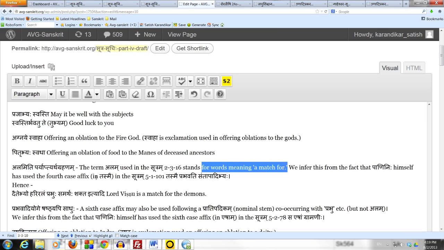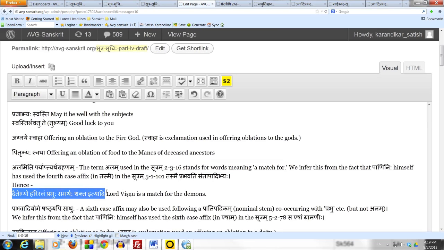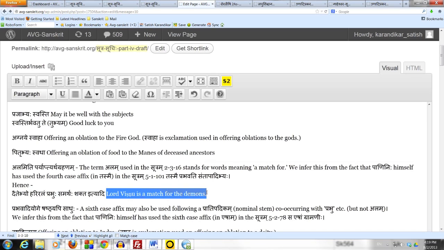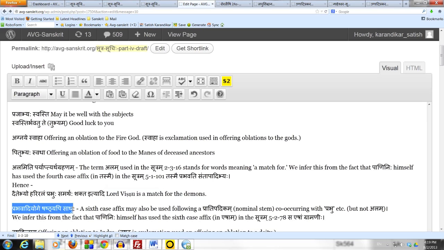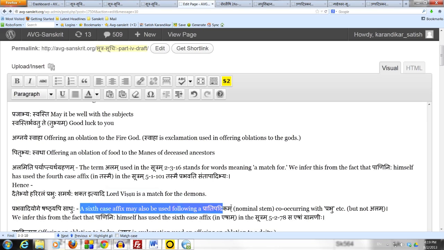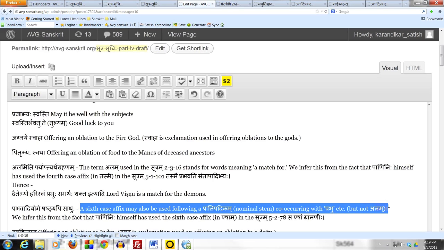Example here is Daitebhyo harir alam prabhuhu samarthaha shakta ityadi. The meaning is that Lord Viṣṇu is a match for the demons. A comment here says that Prabhavadi yoge shashtyapi sadhu. A sixth case affix may also be used following a pradipadikam, co-occurring with Prabhu, etc., but not alam.